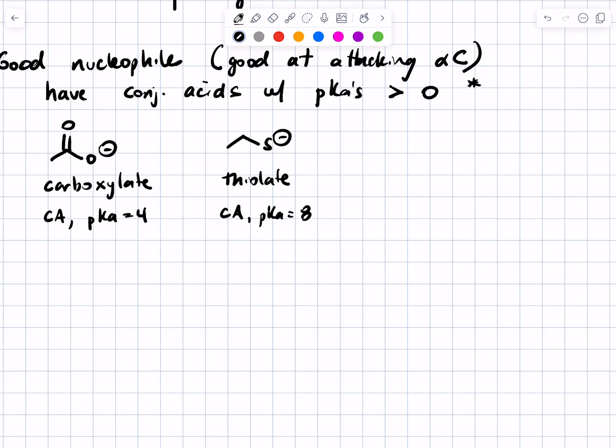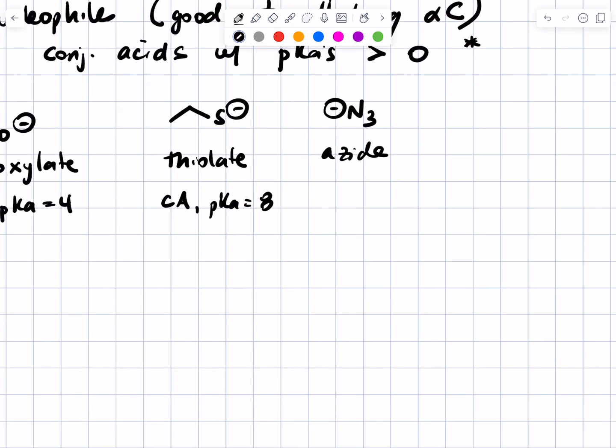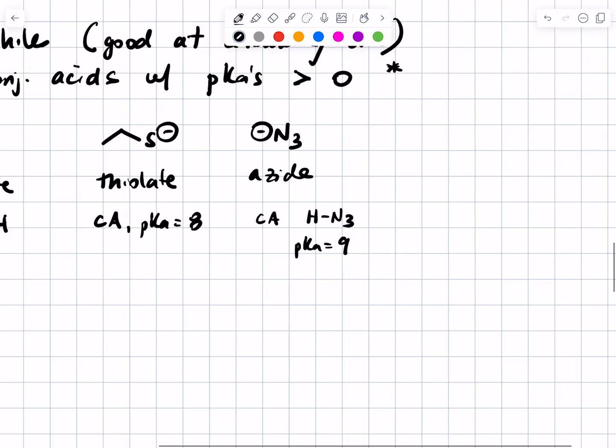Another one that you maybe haven't encountered before is azide. Azide has an interesting Lewis structure that's not necessarily important. 3 nitrogens. It has a conjugate acid which you've maybe never seen before, so I will draw that for you. Its pKa is around 9.